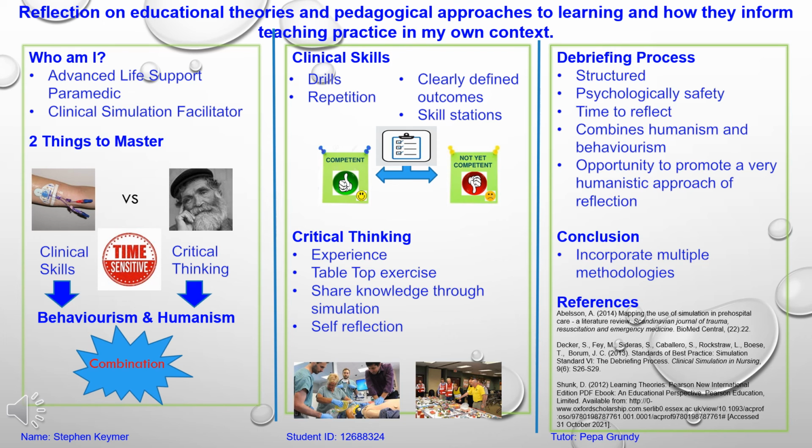In conclusion, I believe, and this is supported by various pieces of evidence, that neither behaviorism nor humanism should be employed exclusively in the process of paramedic training. Both methodologies have their places, and as I grow as a facilitator, I will endeavour to ensure that I use as many methodologies as possible where appropriate.